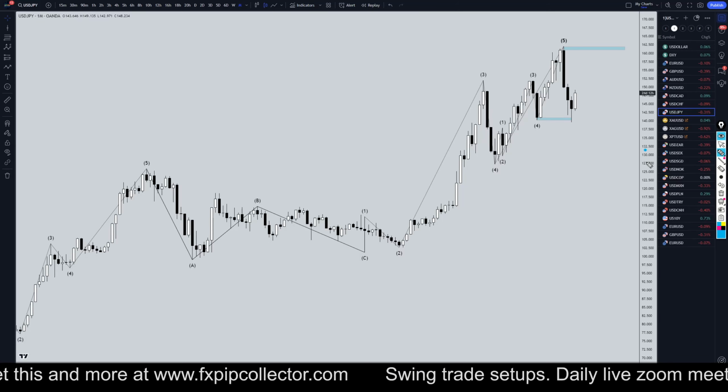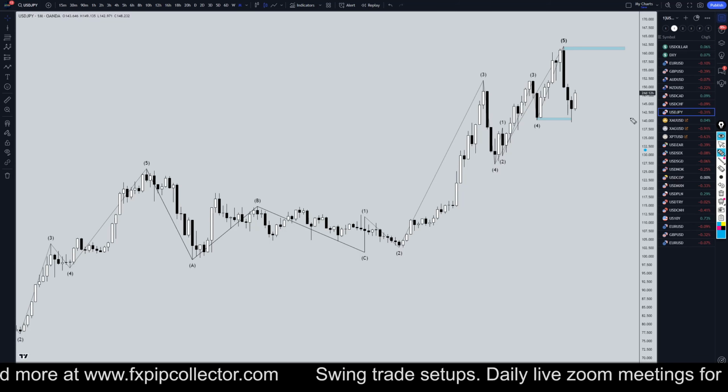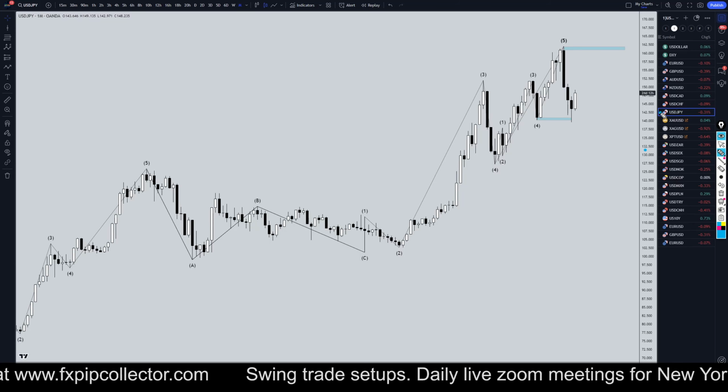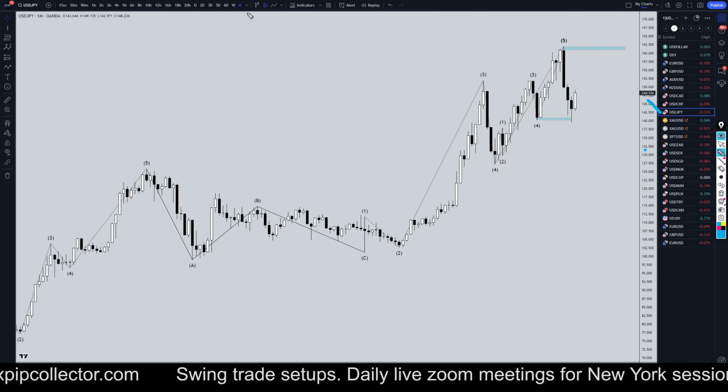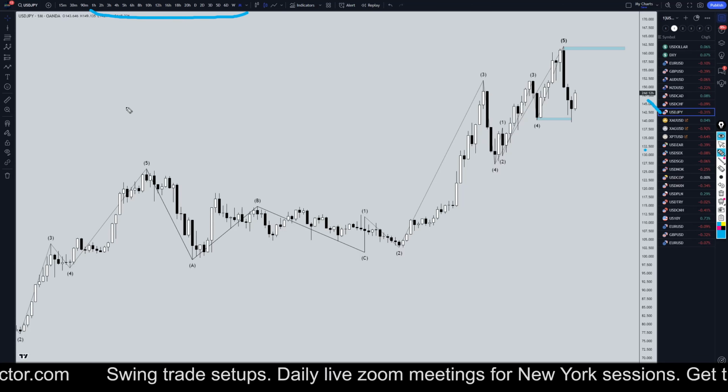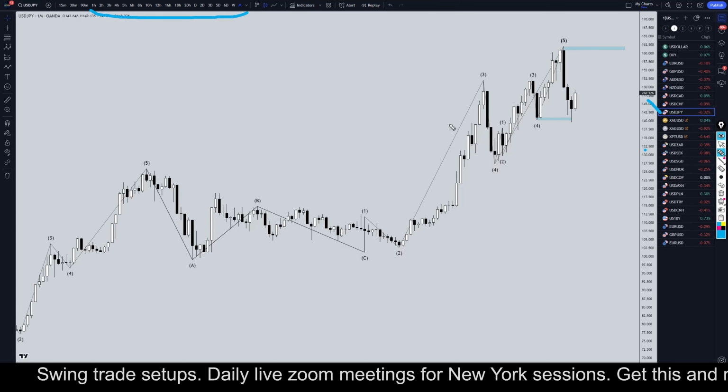Today is Monday, October 7th, and I'm going to be analyzing the US dollar yen starting on the monthly, working my way all the way down to the 1 hour time frame for the full top down analysis.